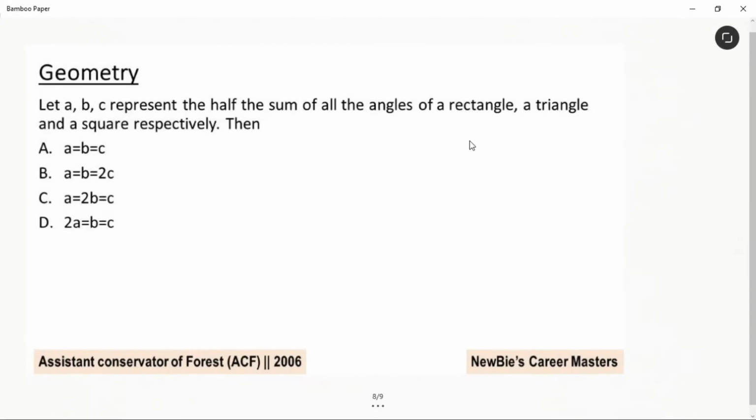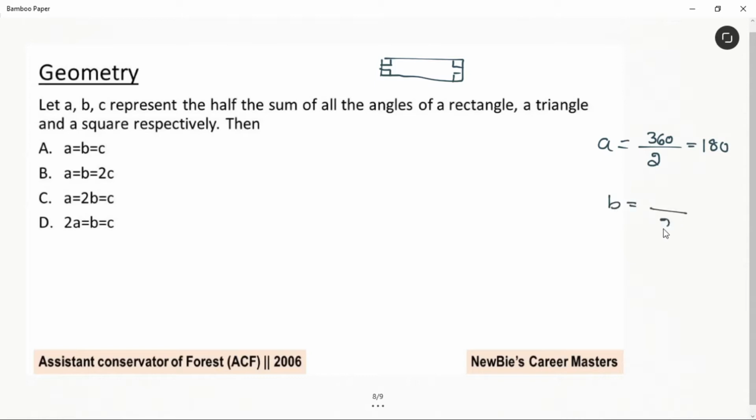The question is, let A, B, C represent half of the sum of all the angles of a rectangle, a triangle and a square respectively. Then you have to use this condition to find which of the following answers is correct. A represents half of the sum of all the angles of the rectangle. Let's take the rectangle. The sum of all the angles is 360 degrees, right? 90 plus 90 plus 90 plus 90, 360. What's the value of A then? 180.